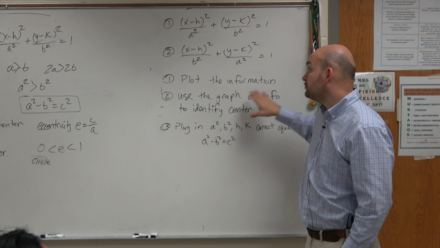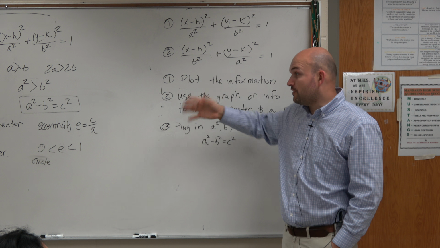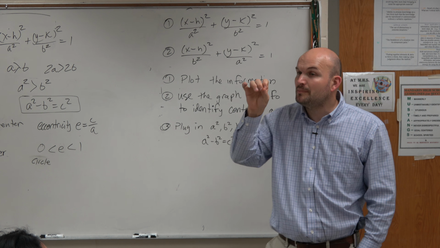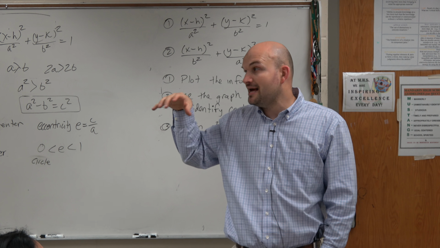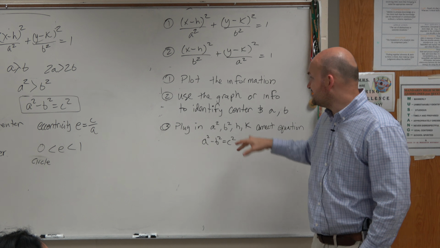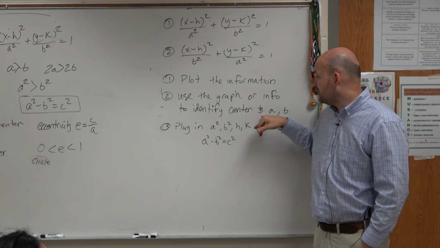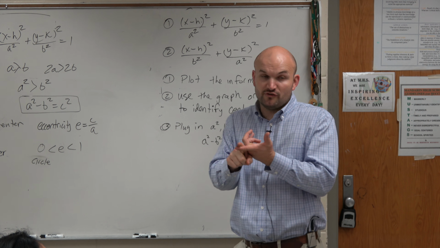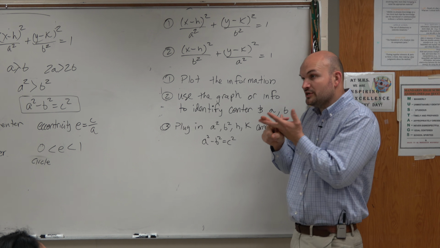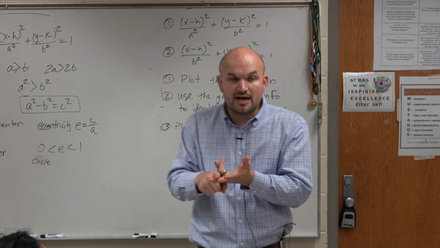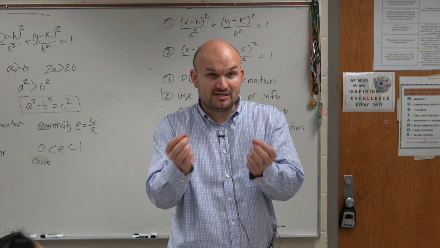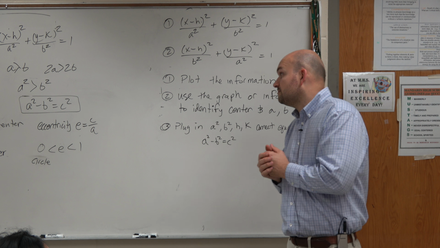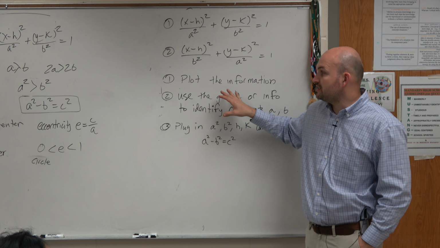Then you're going to use the graph or the info that I provided, and your understanding of conic sections, to identify what is the center, and what are the values of a and b. So remember, guys, a is the distance from your center to your vertices. b is the distance from your center to your co-vertices. And remember, your center is the midpoint of those two, or it might be given to you. Who knows? But identify those values.